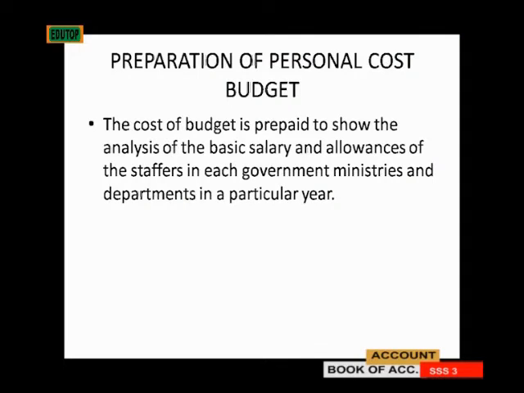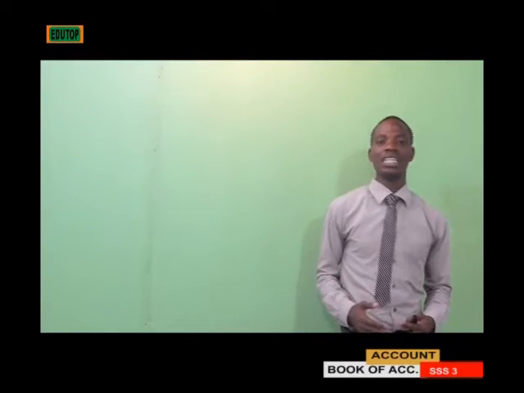Then let's quickly go to the preparation of a personnel cost budget. A personnel cost budget is prepared to show the analysis of the basic salary and allowance of the staff in each government ministry and department in a particular year. This is a kind of budget to show the base salaries of government workers and the allowances, to know the amount of money that the government will spend on personnel cost, on the salaries and wages of government workers.